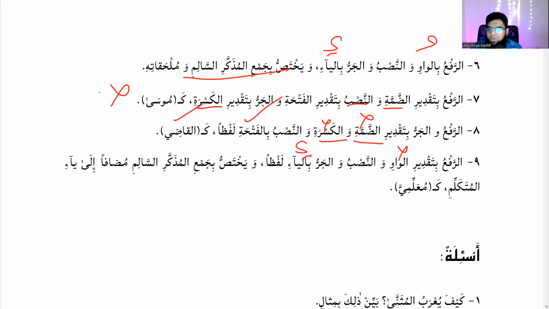And this is specific ويختص بجمع المذكر السالم مضافا إلى ياء المتكلم كمعلمية. Here you cannot see all these things. The waw is estimated. So questions, you can answer this question. كيف يعرب المثنى؟ بين ذلك بمثال. يعرب المثنى بألف. مثنى is إعراب بألف وياء like مسلماني, مثل مسلمان مسلمين.